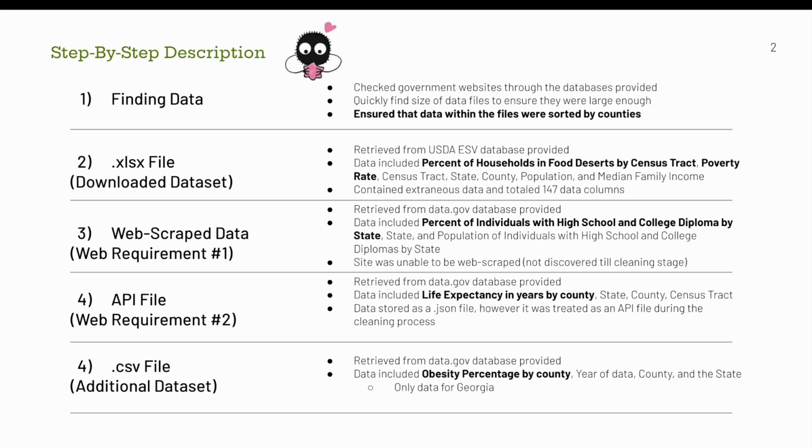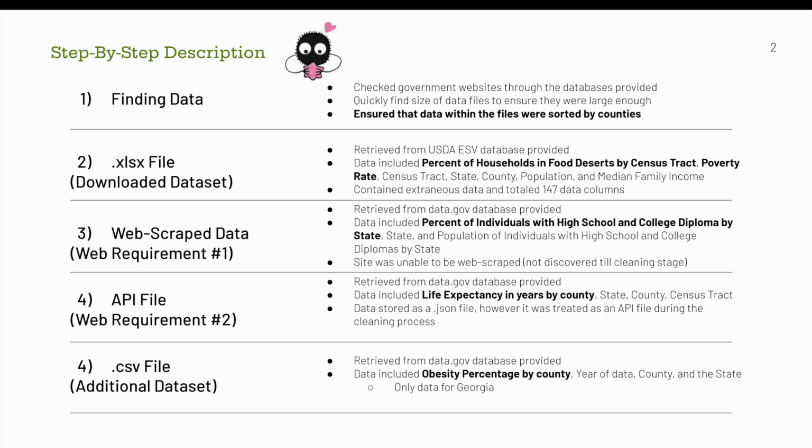Now for our web requirement 1, which was our web scrape data, we retrieved it from the data.gov database provided, and most importantly, it had the percent of individuals with high school and college diplomas by state. Again, this was sorted by counties, and later on we discovered that it couldn't be web scraped, but we didn't discover this until the cleaning stage.